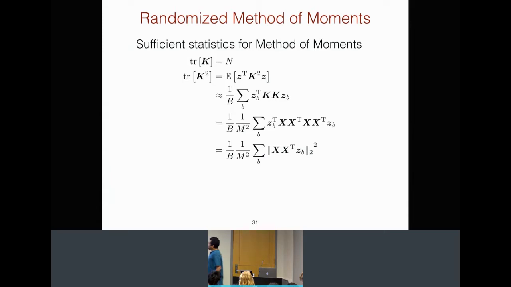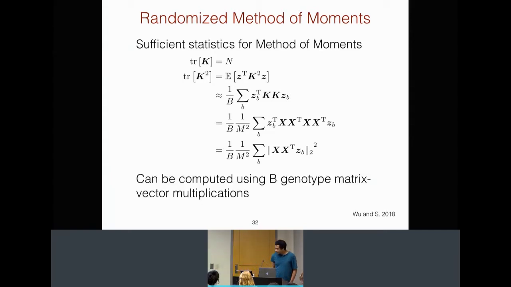So all that needs to be done is we need to compute this, and with a little bit of algebra, it turns out this can be computed without ever forming the K matrix. So all we need to do is multiply the genotype matrix with some random vectors b times. And if your b is small, if you need a small number of random vectors, then this has saved you some computation.